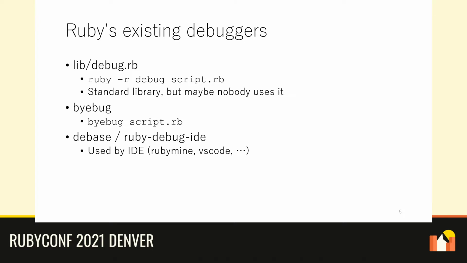In the Ruby world, we already have several debuggers. lib/debug.rb is a standard library which has been available since Ruby 1.0. However, maybe nobody uses it and it is not maintained well. I think debug is the most popular debugger for Ruby in recent days. Debase or ruby-debug-ide is also popular because they are the backends of the RubyMine and VSCode IDEs.